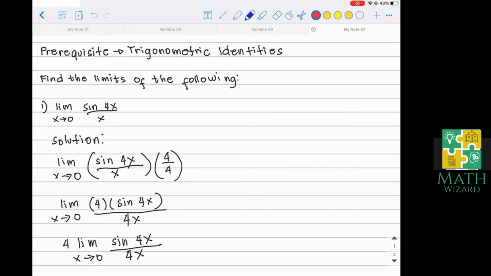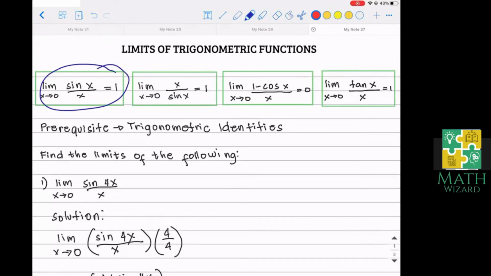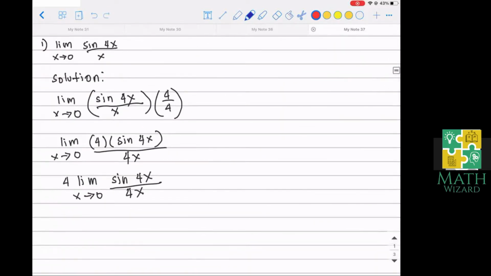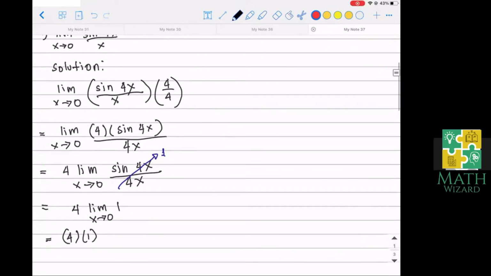And mapapansin natin, meron na tayong sine 4x over 4x. Based sa ating formula, it says the limit of sine x over x as x approaches 0 is equal to 1. Ibig sabihin, kung meron tayong sine 4x over 4x, I mean the limit of sine 4x over 4x as x approaches 0, this becomes 1. Okay? So ang mangyayari, ang magiging final answer natin, this becomes 4 times the limit of 1 as x approaches 0. So, the limit of a constant is a constant. Therefore, this becomes 4 times 1, or our final answer is equal to 4.